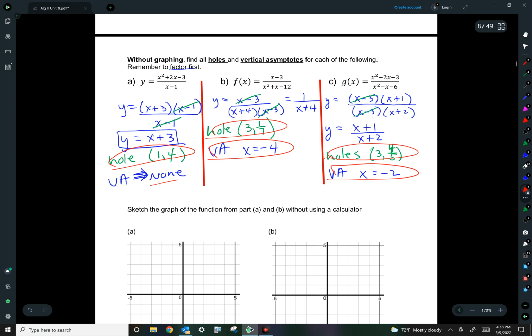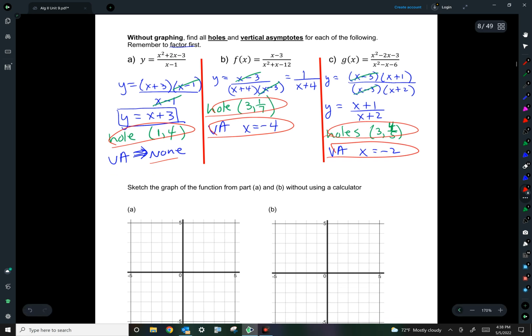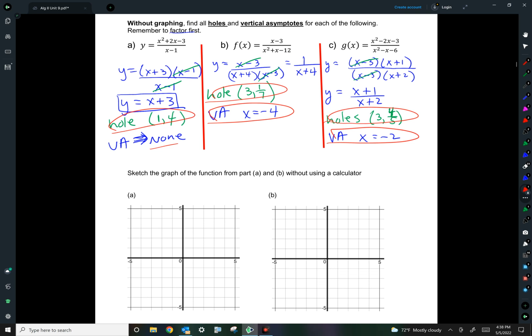Okay, let's look at letter A above. So for letter A above, there was no vertical asymptote, and there was a hole at 1, 4. So let's put on our hole at 1, 4. So there's a hole right here. Well, how do I know what the graph looks like? Look at the simplified version of the equation. The simplified version of the equation was right here, wasn't it? It was y equals x plus 3.